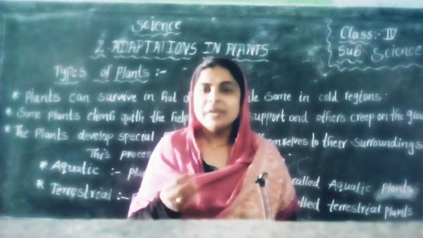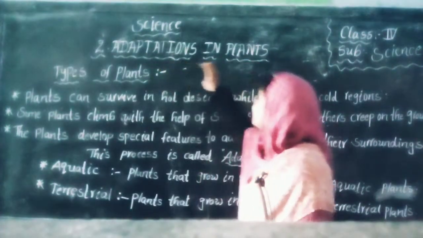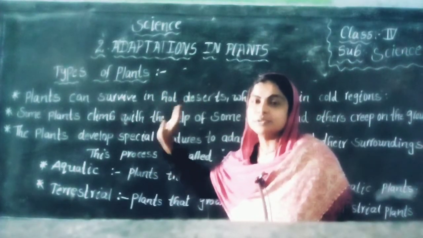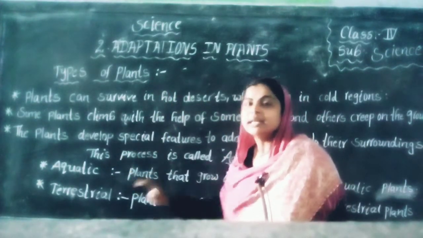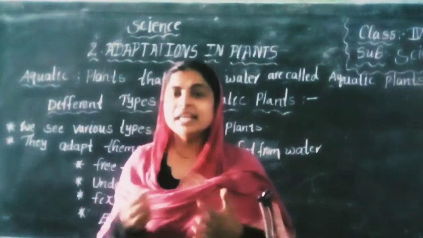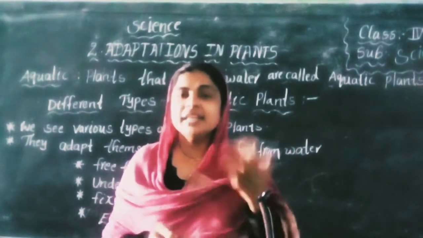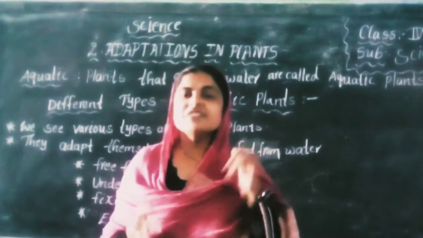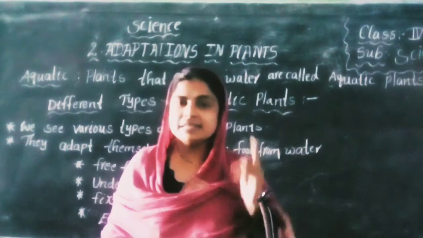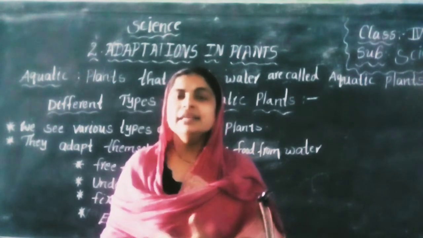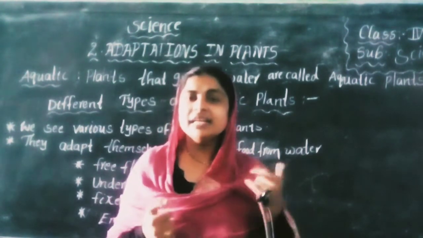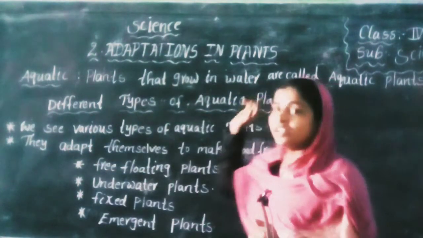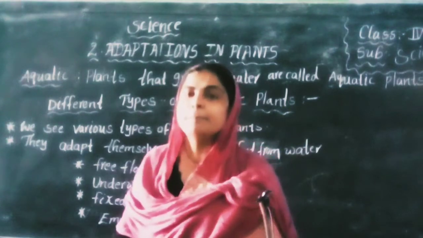Okay children, practice at home. Adaptation in plants, types of plants. There are two types of plants: aquatic plants and terrestrial plants. Children, tell me how many types of plants are there? There are two types. First one, aquatic plants, and second, terrestrial plants. What are aquatic plants? Plants that grow in water are called aquatic plants.